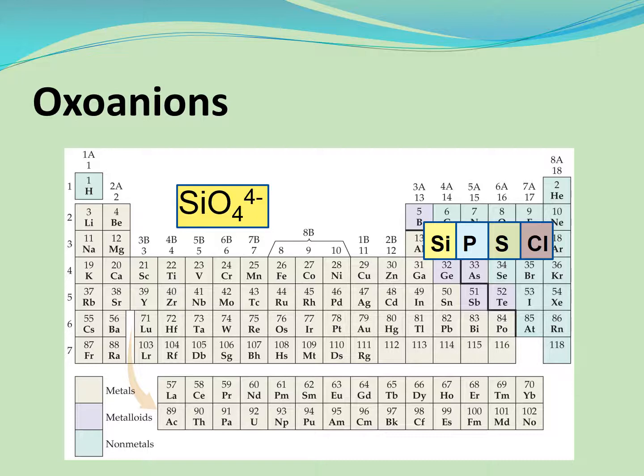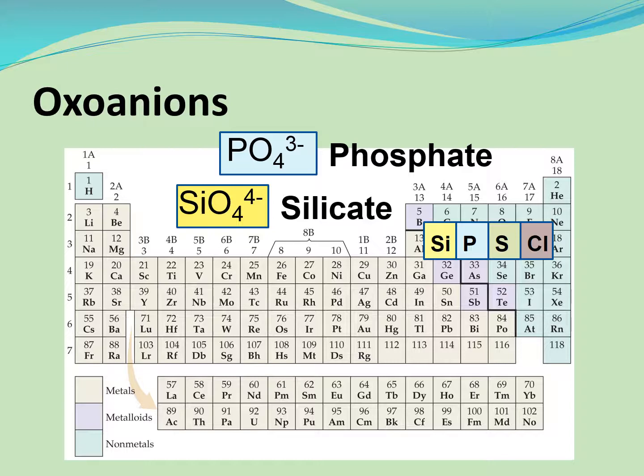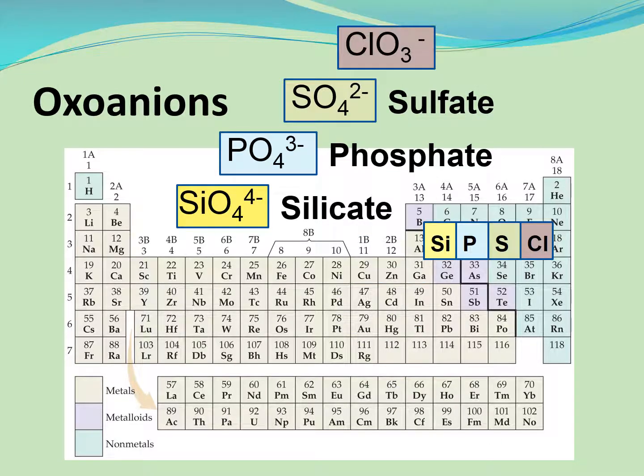Carbon is a smaller atom than silicon, so silicon can handle more oxygen atoms around it. They fit in better. It can also handle a greater charge, so there's a minus 4 charge on this. But the trend is going to follow. Phosphorus is going to be phosphate, PO4 minus 3. So the charge is reduced, and I have phosphate. You can imagine SO4 minus 2 is going to be sulfate, and ClO3 minus is going to be chlorate. So silicate, phosphate, sulfate, chlorate.